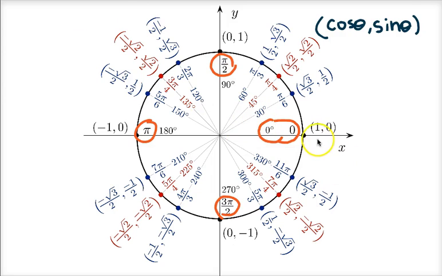Here we have at 0 radians, it's 1. At pi over 2 radians, we have 0. At pi radians, we have -1. And at 3 pi over 2, we have 0. And then if we go all the way a full revolution, 2 pi, again, we'll have cosine is 1.